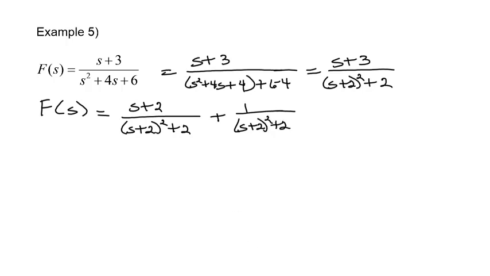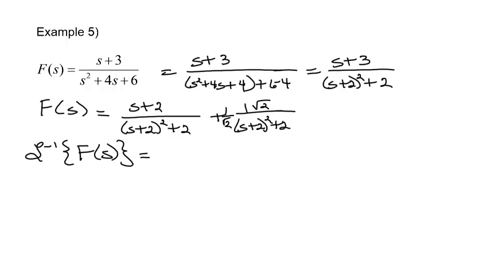So now the first fraction looks just like rule 10, s plus a over s plus a quantity squared plus b squared. The second fraction, unfortunately, doesn't have the b that we need in the numerator to make it match rule number 9. No problem. All we're missing is the square root of 2. So multiply and divide by the square root of 2 to get it. Okay? So now our rules match, and the inverse Laplace can be done using those two rules.